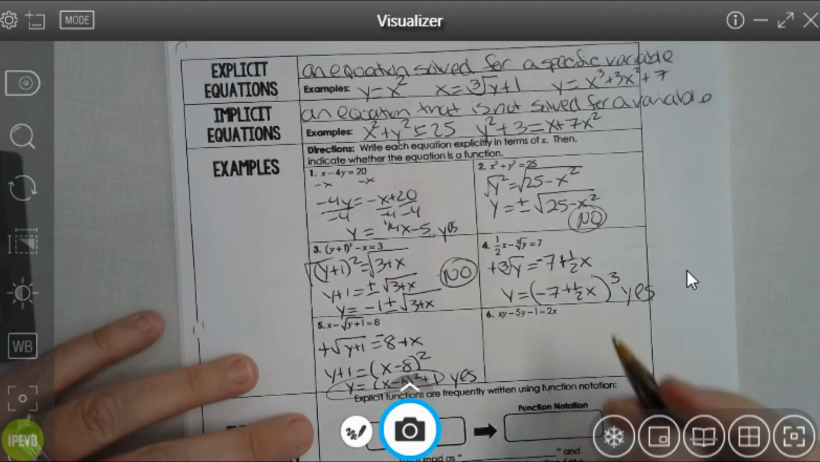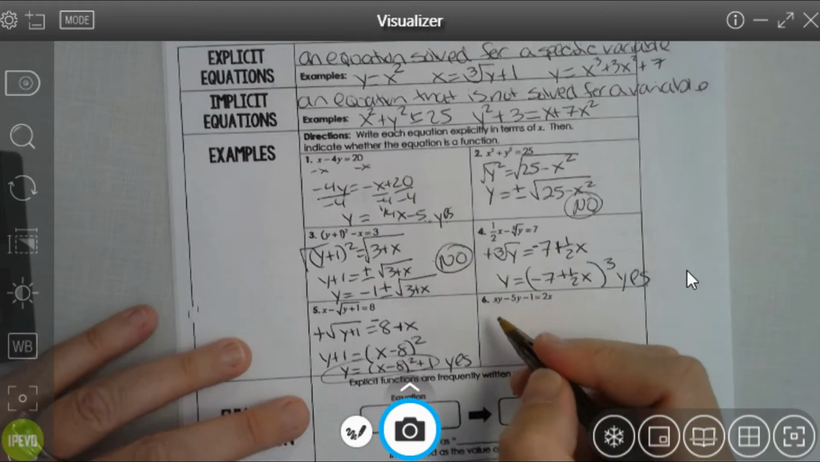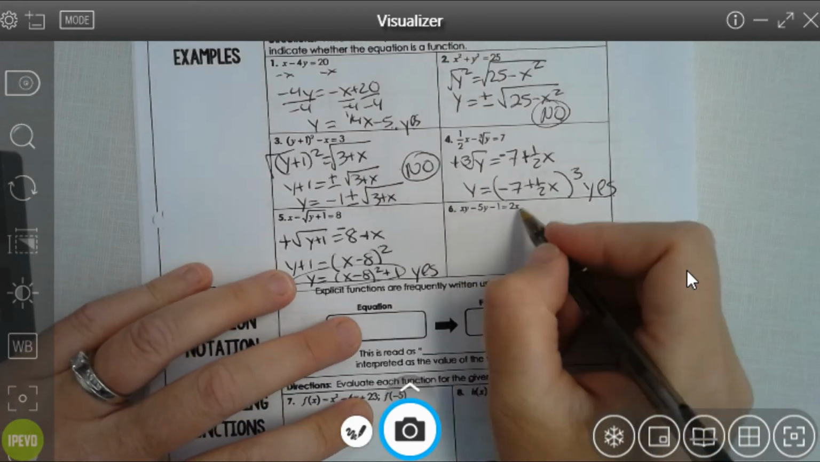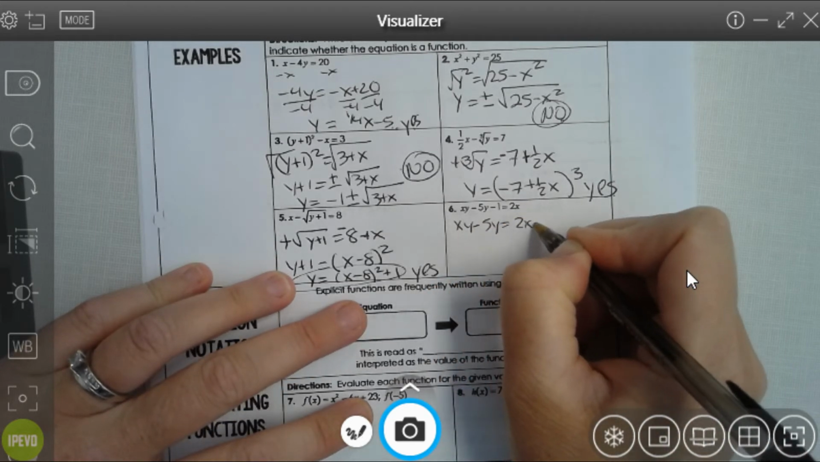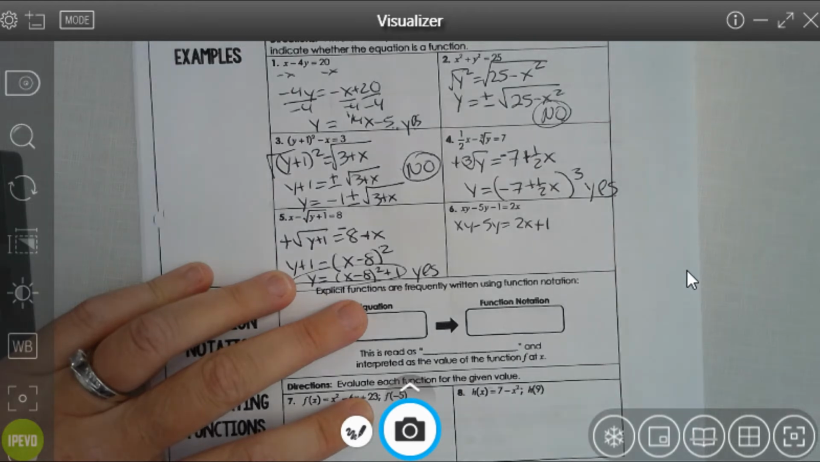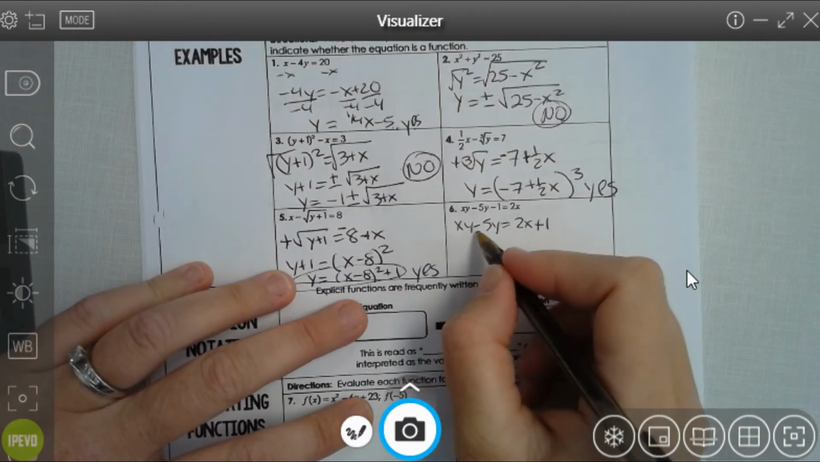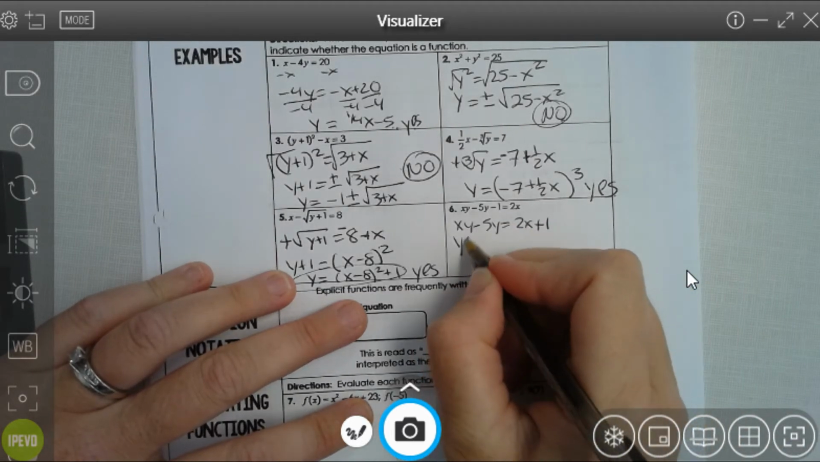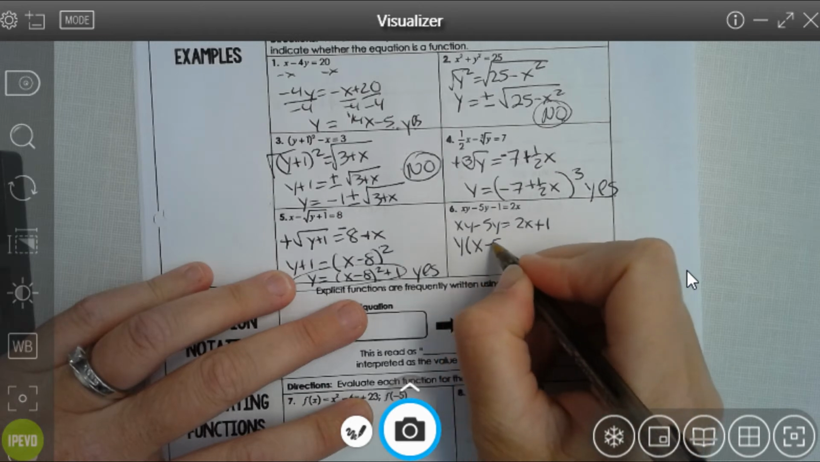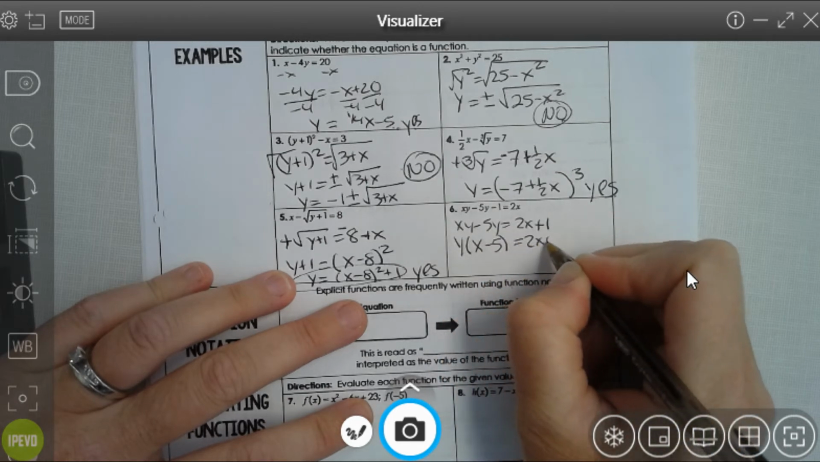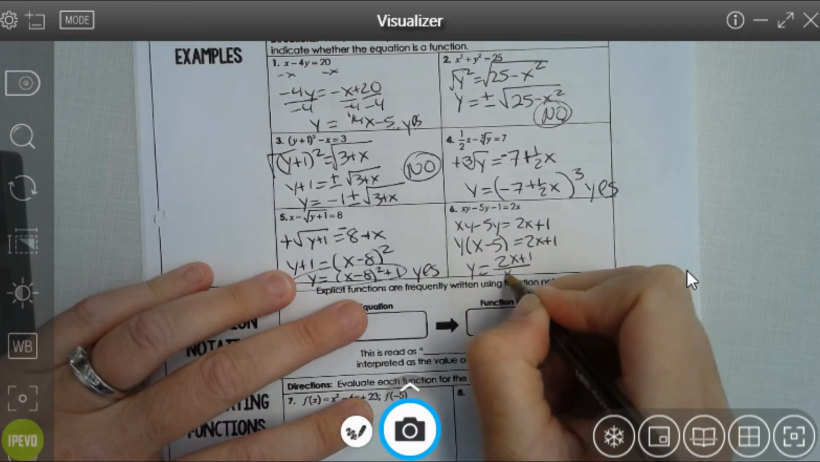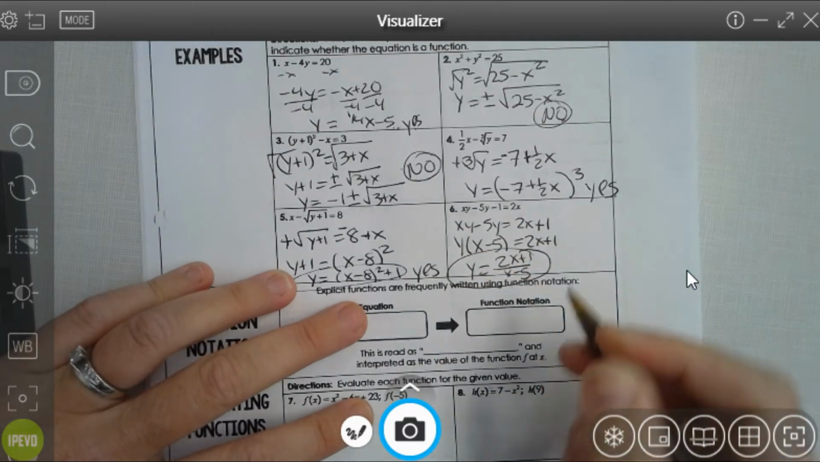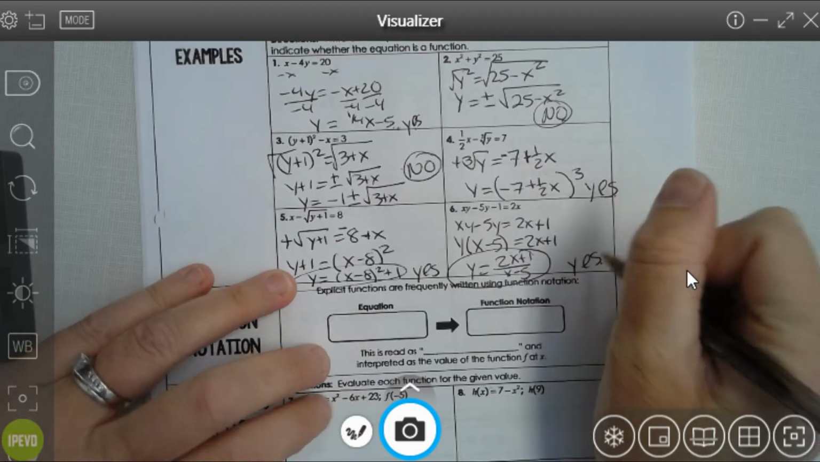This one here, I need to get anything with y's on one side, anything without y's on the other. So I'm going to add my 1 over first. And some of you guys might have seen this when we were doing inverses with rational functions. And now the little trick here is you want to factor out your y. Since both terms have it, you have to factor it. And there's the only way you can get it by itself is to factor. And now divide that term over. And then it's not plus or minus. That is a function here.